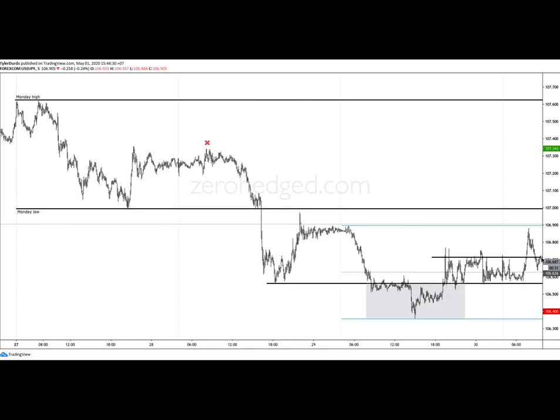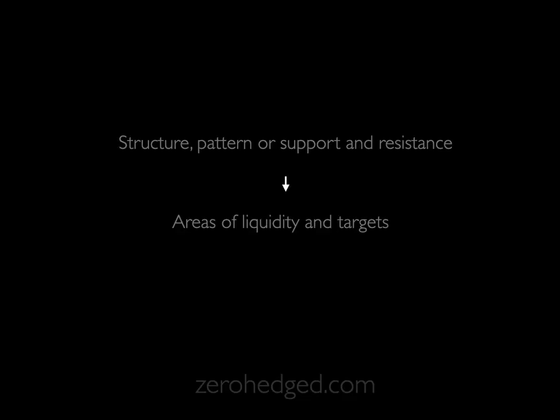So now we know where our levels all are. We have Wednesday's high, Wednesday's low. We have a break in the structure. We know what the story of price is. Now where are the targets? Targets are going to be Wednesday high and Tuesday high. So now, just going back, we have structure, pattern, support, and resistance covered. We have areas of liquidity and targets covered. What's next? Risk and entry trigger.